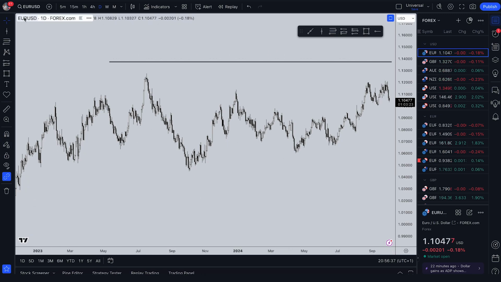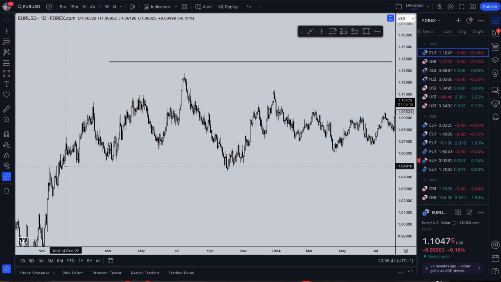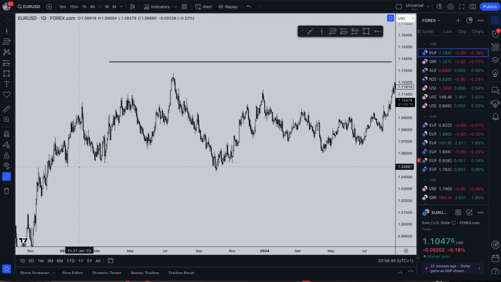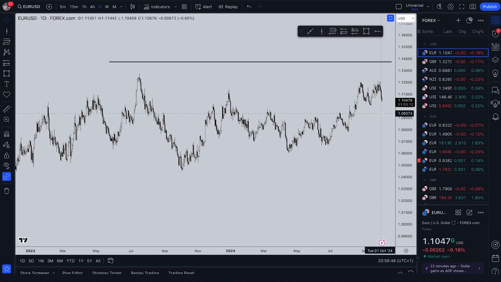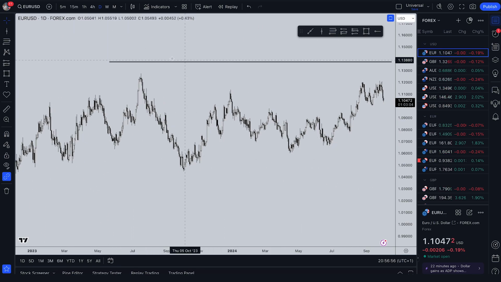As you can see with the euro dollar, we've been consolidating very much so since December 2022 or the start of 2023 until now. And we are still in this range of just up-down movement where you don't have major trends up or down, just consistent market conditions.